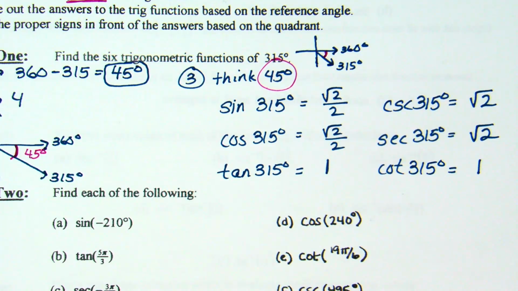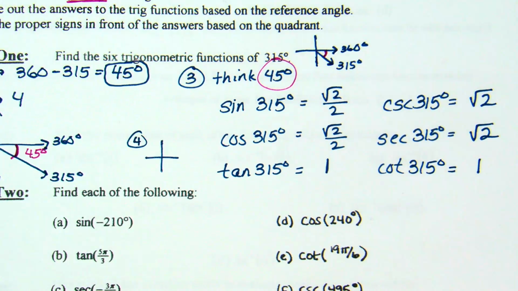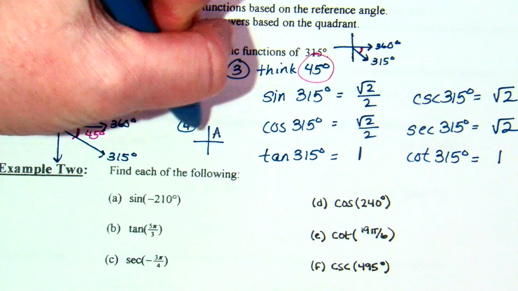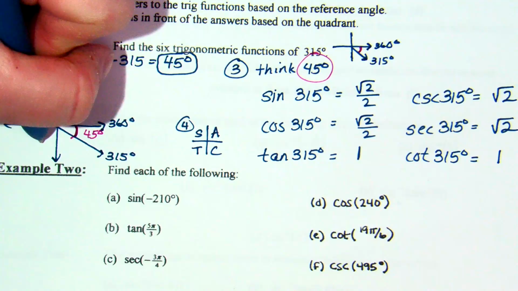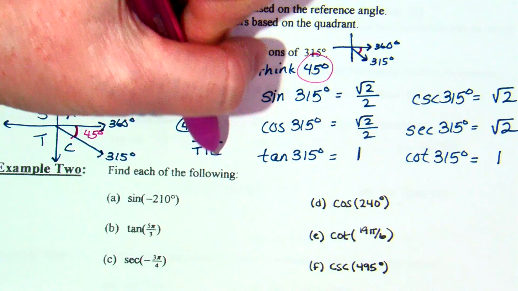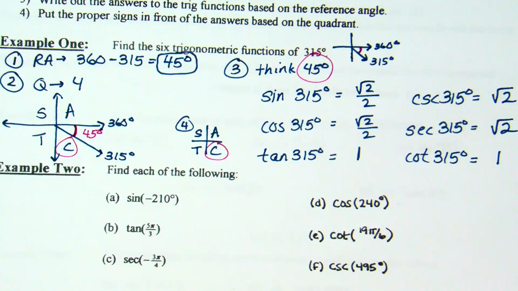Okay. Now, my official step 4: put the proper signs in front of the answers based on the quadrant. So what do we remember? What's our saying? All students take calculus. Or I guess you could put it over here if you want. All students take calculus. Which quadrant are we in? Quadrant 4.